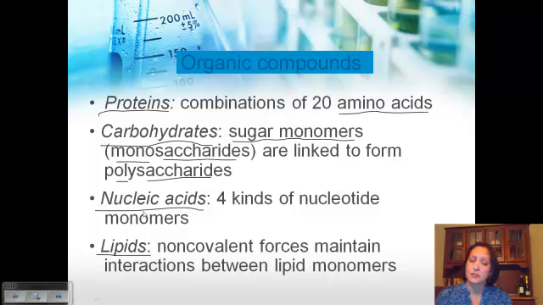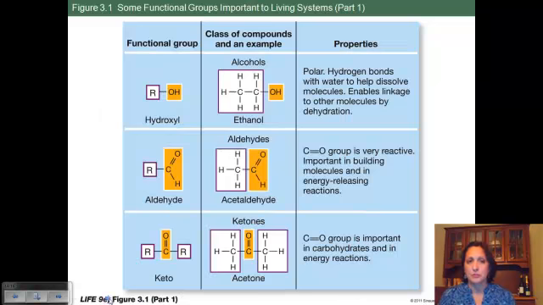The next class is the nucleic acids, and those are RNA and DNA. And they're built from 4 different kinds of nucleotides, and you probably remember those by their letters anyways: A, T, C, G, and U. And then the last group don't really play so well by this monomer-polymer game, but the lipids. And those are the nonpolar molecules, and so we'll spend time talking about those as well.